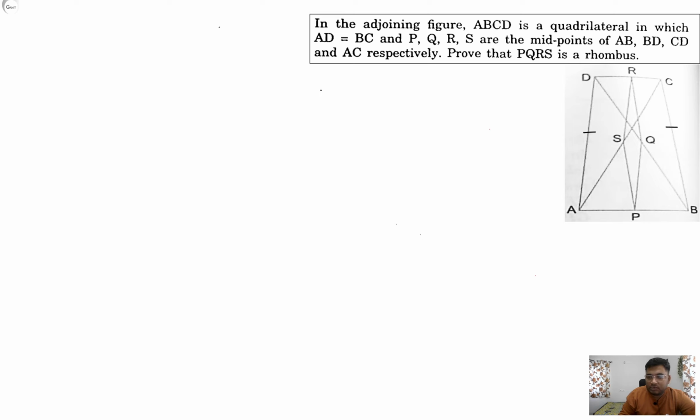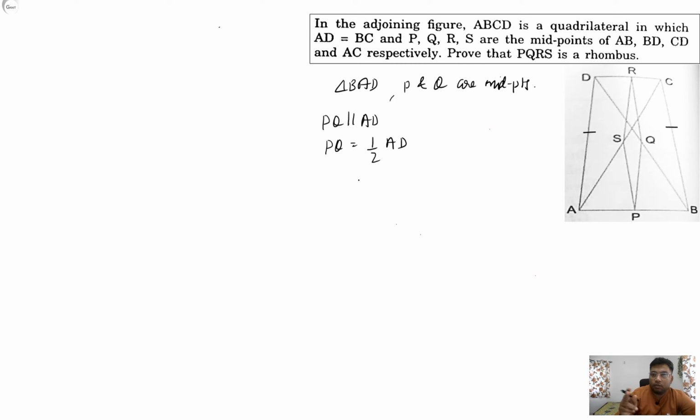If you notice triangle BAD, I can very clearly see that P and Q are midpoints. So I have a triangle where two midpoints are given. I'm going to start with the midpoint theorem. So that means I can say that PQ is parallel to AD and PQ is half of AD.